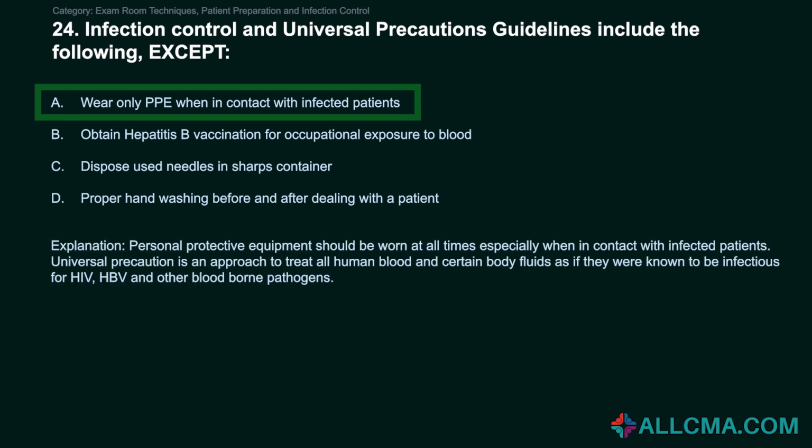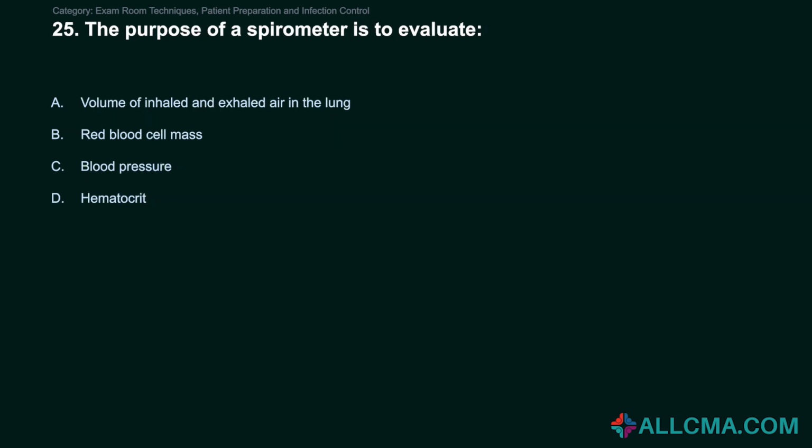Personal protective equipment should be worn at all times, especially when in contact with infected patients. Universal precaution is an approach to treat all human blood and certain body fluids as if they were known to be infectious for HIV, HBV, and other blood-borne pathogens.